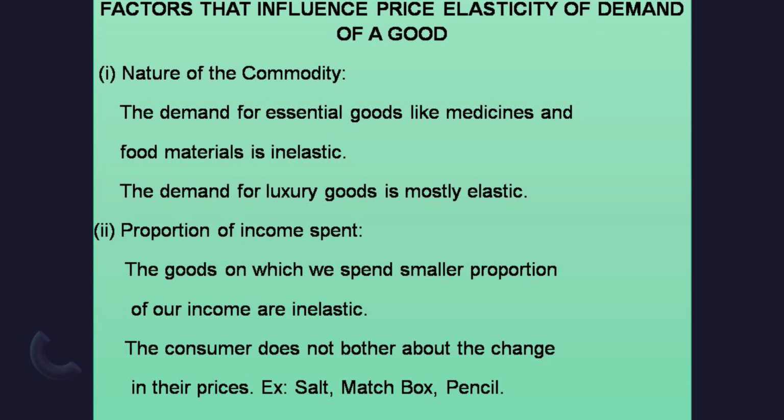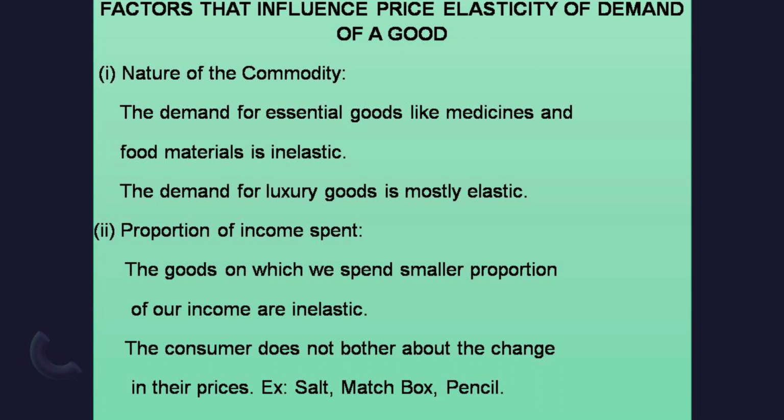The next is proportion of income spent. It completely depends on how much income proportion we are spending on that particular good. If it is greater, then what will be the elasticity? If it is lesser, then what will be the elasticity? The goods on which we spend a smaller proportion of our income are generally inelastic. For example, milk, salt, pencil, matchbox, etc. These kinds of goods are considered as inelastic demand. The consumer does not bother about the change in their prices, for example, salt, matchbox or pencil.